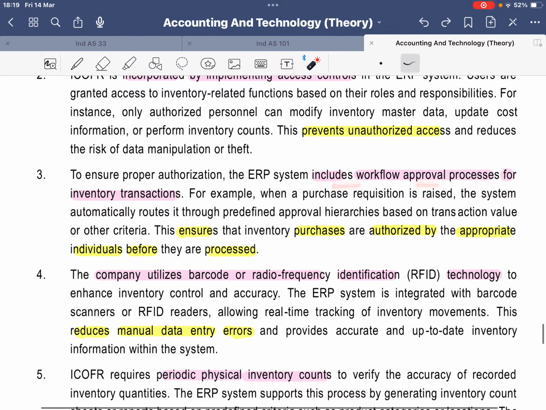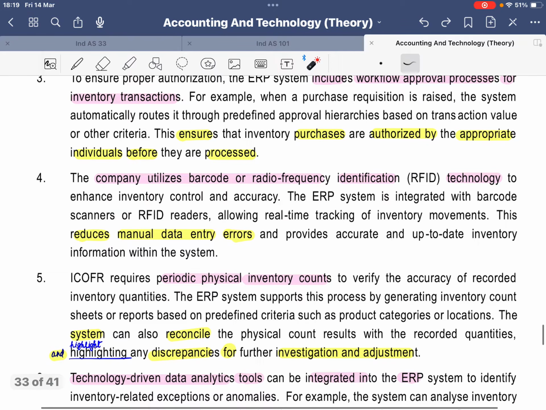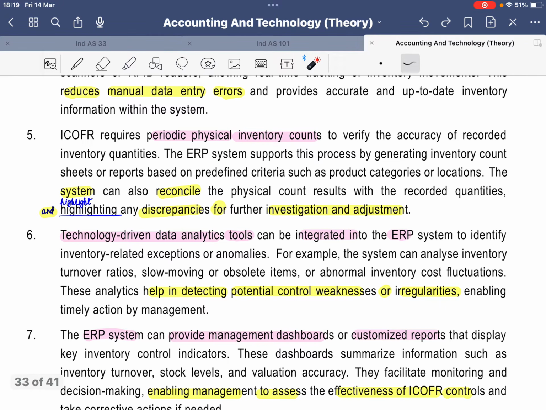Includes workflow approval process for inventory transactions. Ensure purchases are authorized by appropriate individuals before being processed. Company utilizes barcode or radio frequency identification technology, reduces manual data entry errors. Next point. Physical inventory, periodic physical inventory counts, system reconciles and highlights discrepancies for investigation and adjustment.